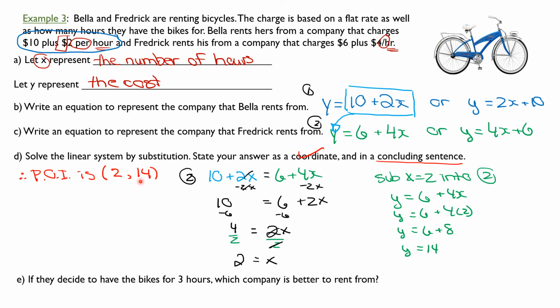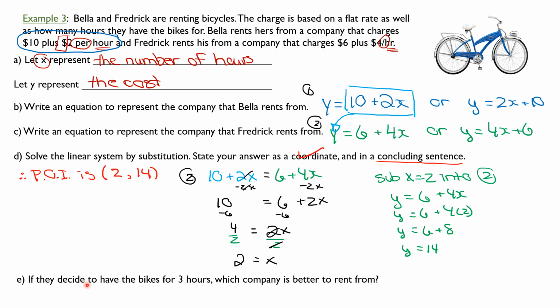Remember what we're looking for is the point of intersection. So we have found where the cost of Bella's bike and the cost of Frederick's bike intersect. Whatever company they decide to rent from, if they rent their bikes for 2 hours, they're both going to pay $14. That is the one place where the cost will be the same. The cost and the time are the same.